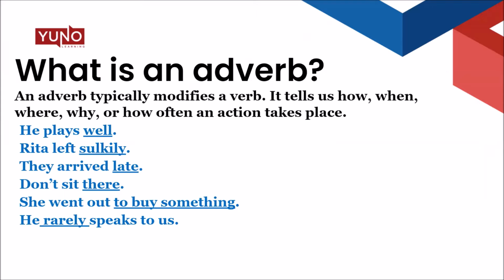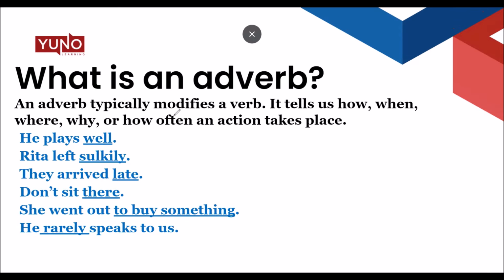So if the verb is an action verb, the adverb tells us how the action takes place, when it takes place, where it takes place, why it takes place, or how often it takes place. For example, he plays. So plays is the verb. Now, how does he play? He plays well. Rita left. How did she leave? She left sulkily. So both of them tell us in what manner, how she left. So here left is the verb. Here plays is the verb.